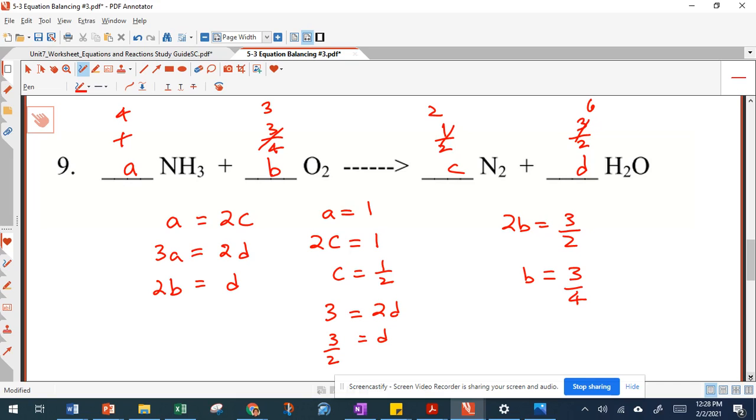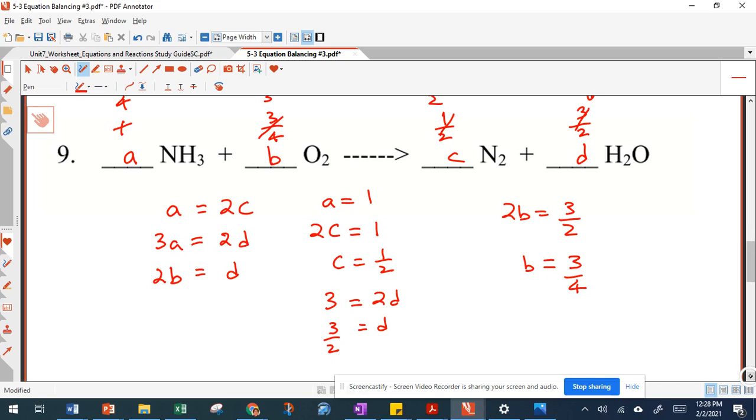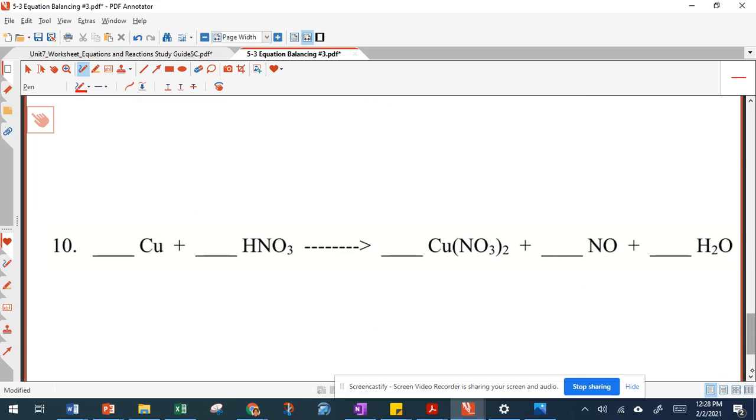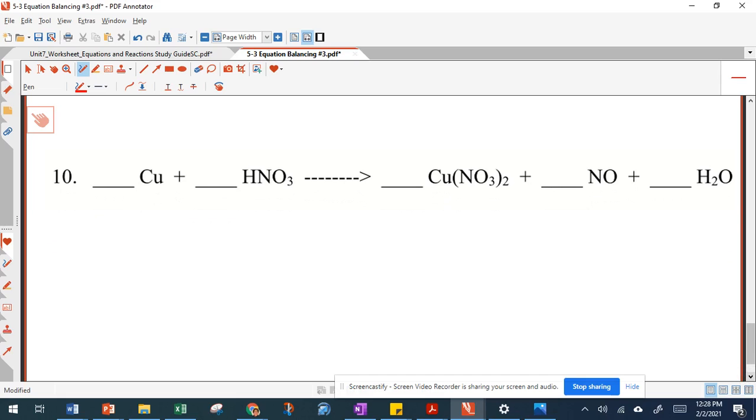Okay, so let's do another problem. Let's do number 10. Number 10 was pretty tricky, but I wanted to show you how this technique might have helped you to solve this for the variables. So let me go down to number 10. Okay, so we have this equation here.